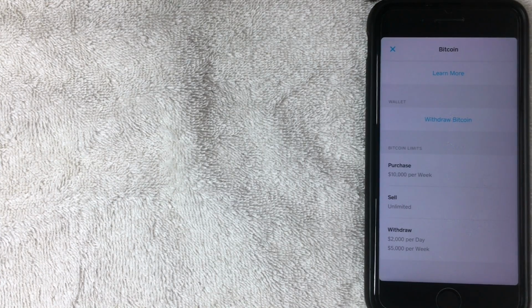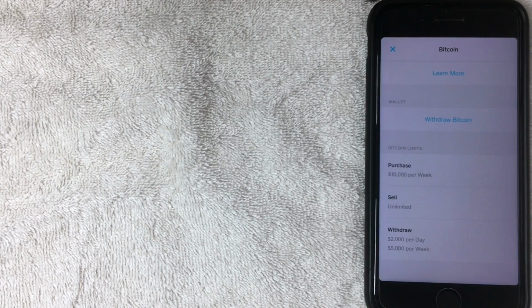You can purchase Bitcoin up to 10,000 US dollars per week with the app. If you want to sell Bitcoin with Cash App, it looks like there is an unlimited limit. So there's no limit to the amount of Bitcoin that you can sell through your Cash App. Now, if you want to withdraw your Bitcoin to another wallet, it looks like they have implemented a $2,000 worth of Bitcoin per day and $5,000 per week limit. So withdraw would be $2,000 per day, $5,000 per week.